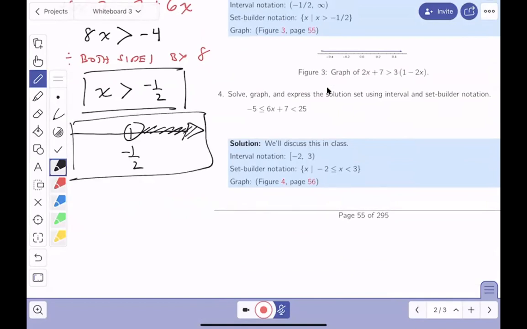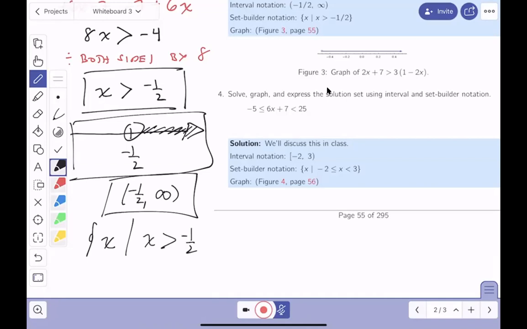Again, we'll look at the key later. I'm going to put my intervals down now. That's minus 1/2, and it goes off to infinity. Again, you need to know those conventions. All right, what else? Set builder. Set builder is pretty easy. You use set notation, which is the braces over there. x, that vertical bar is read such that, x is greater than minus 1/2.